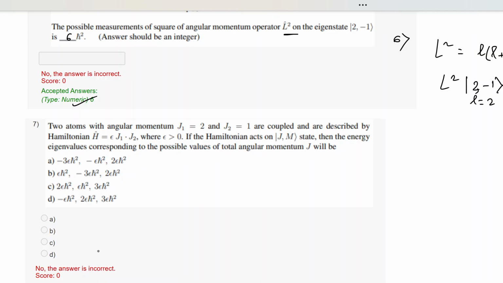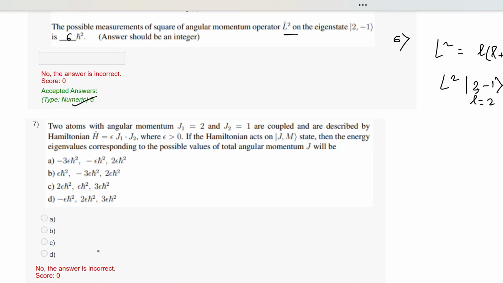So now question number 7 is that two atoms with angular momentum J1 equal to 2 and J2 equal to 1 are coupled and are described by a Hamiltonian epsilon J1 dot J2, where epsilon greater than 0. If the Hamiltonian acts on the capital J, m state, what are the energy eigenvalues corresponding to the possible values of the total angular momentum J?